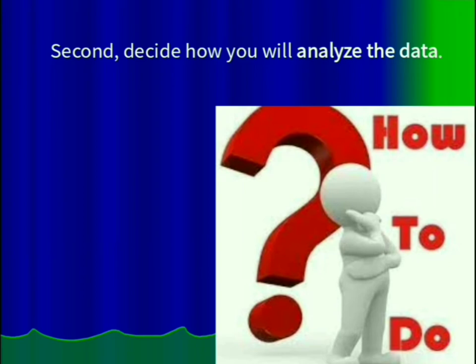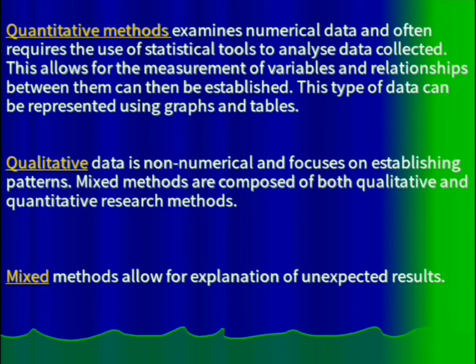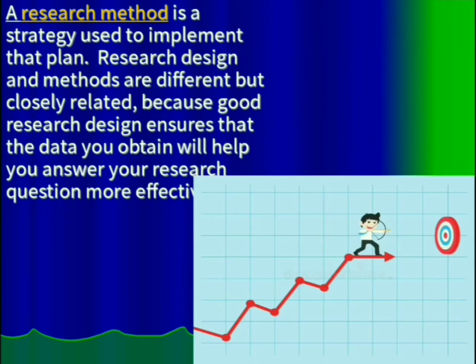And then you have to decide how you will analyze the data. You have to decide how to do it. So they can be qualitative and quantitative or mixed methods. Quantitative focuses on numbers. What's the difference between research design and research method? Research design is a plan to answer the research question, while research method is a strategy used to implement that plan.